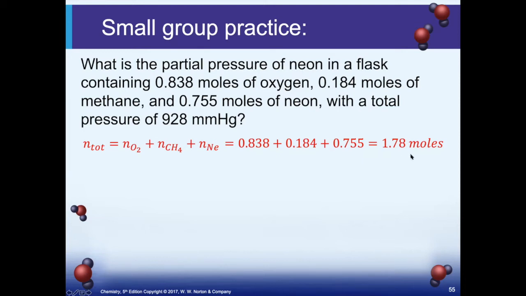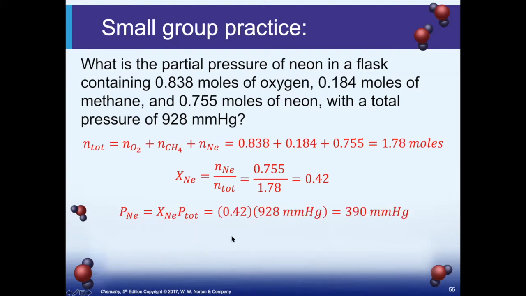So now you're going to use the moles of neon and the total number of moles to get the mole fraction of neon. So the mole fraction of the neon is just the moles of neon over the total number of moles. So it comes out to be 0.42. All right, and so then you're just going to use that mole fraction and the total pressure to determine what the partial pressure of the neon is with this equation. So the partial pressure of the neon is just the mole fraction of neon times the total pressure. So you just multiply those two numbers together and you get the answer.